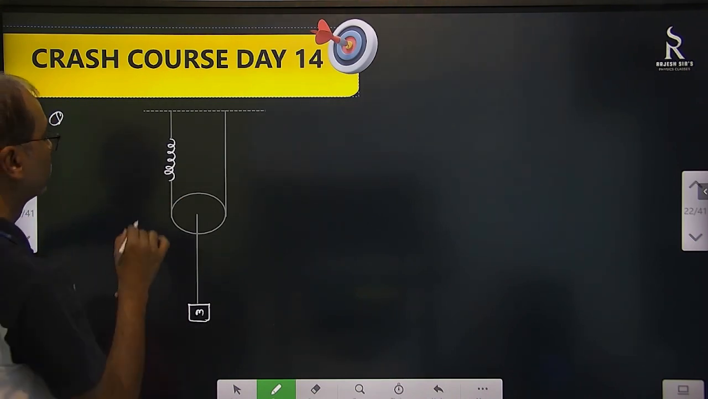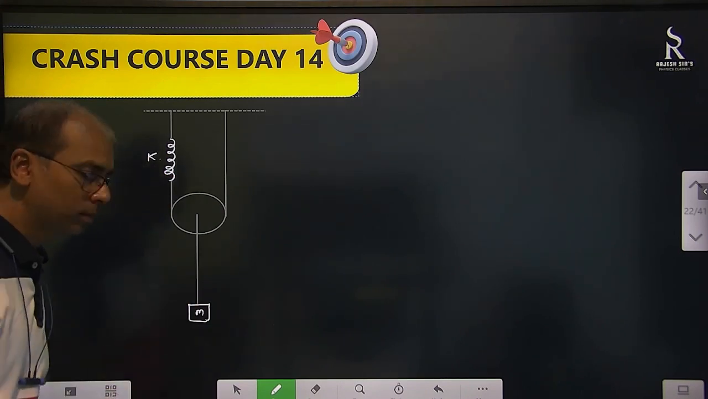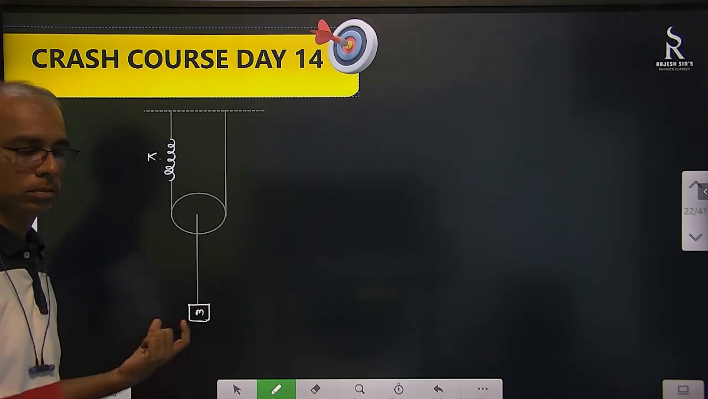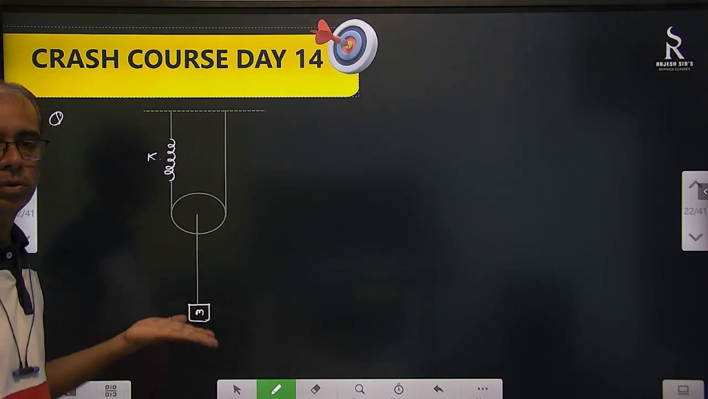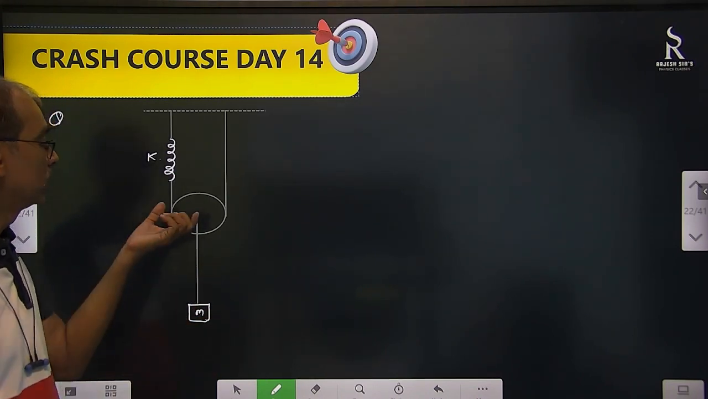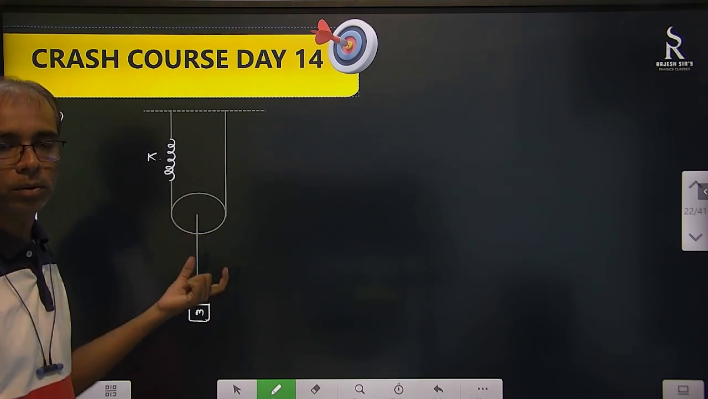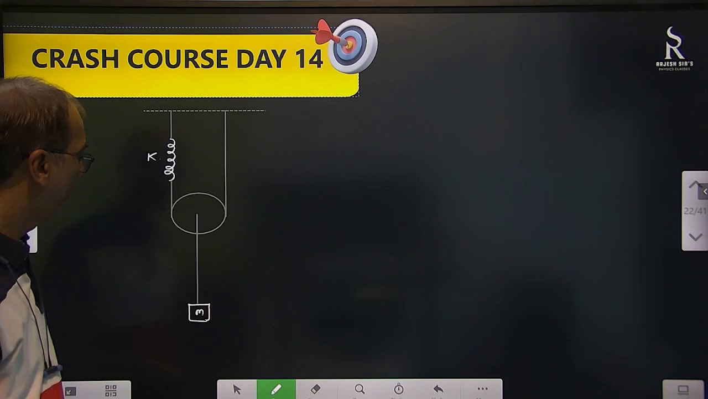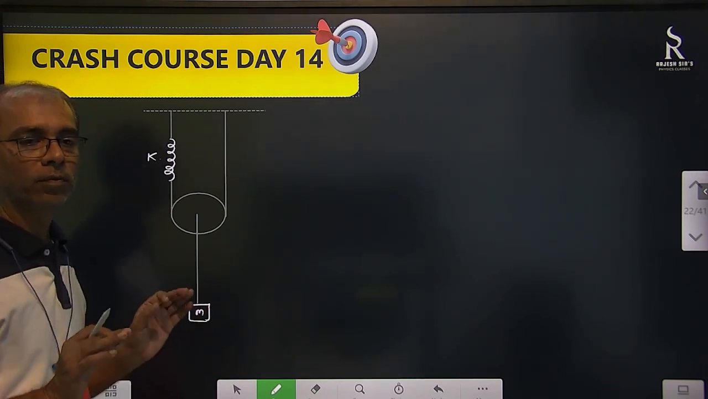Now you have to find the time period. We can put it down like this, stretch it down. Then you are going to release, so it's going to oscillate. This is not going to do rotatory motion. It's going to move up and down only. What to do? Same method. Variable force we have to find.